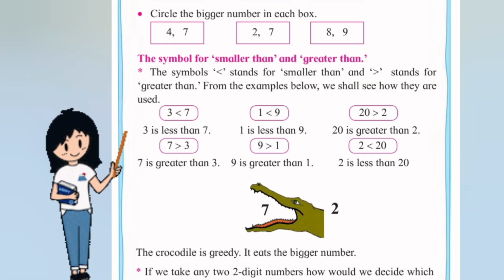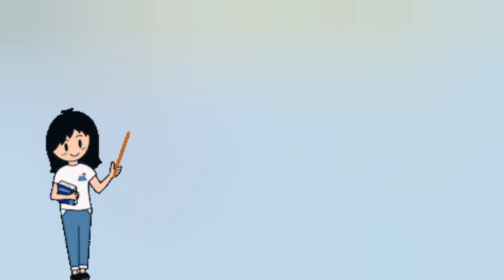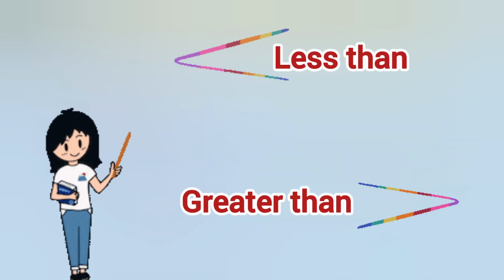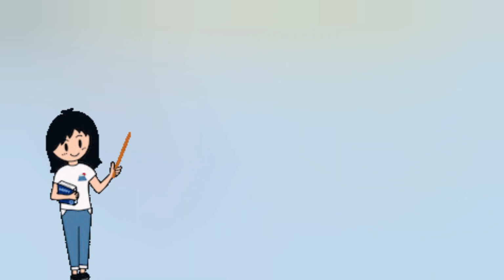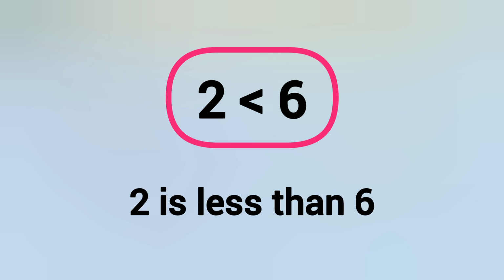Before we start reading the examples from the textbook, let's first understand how to write less than and greater than using the signs correctly. Now look at these two numbers, 2 and 6. First we compare both the numbers. The bigger number is 6. So the sign will open towards 6. Here the first number is 2, and 2 is smaller than 6. So we write 2 is less than 6.